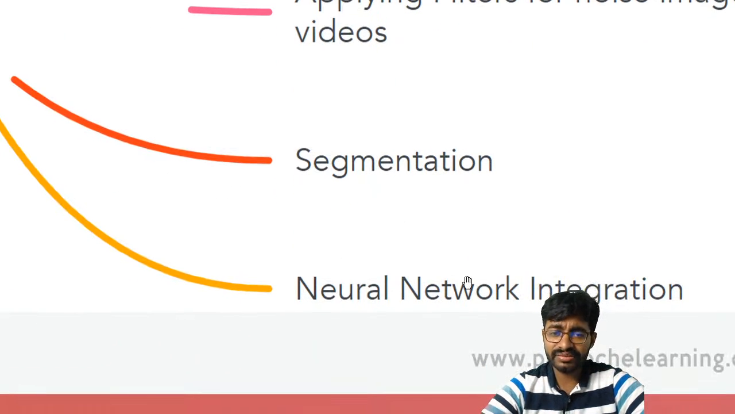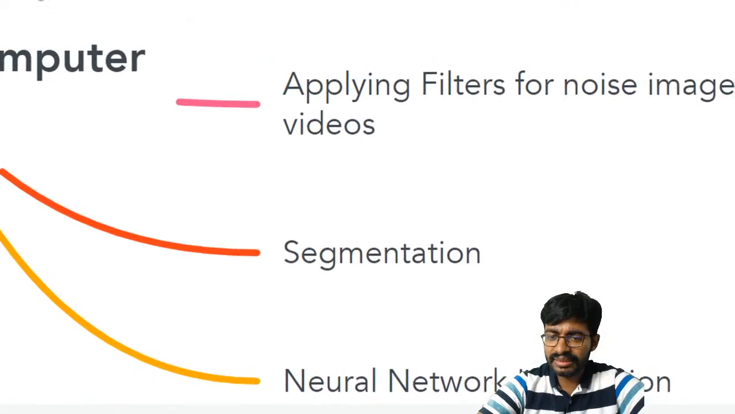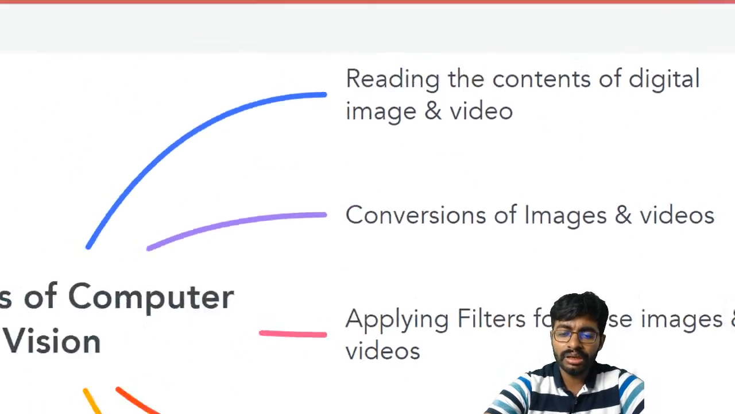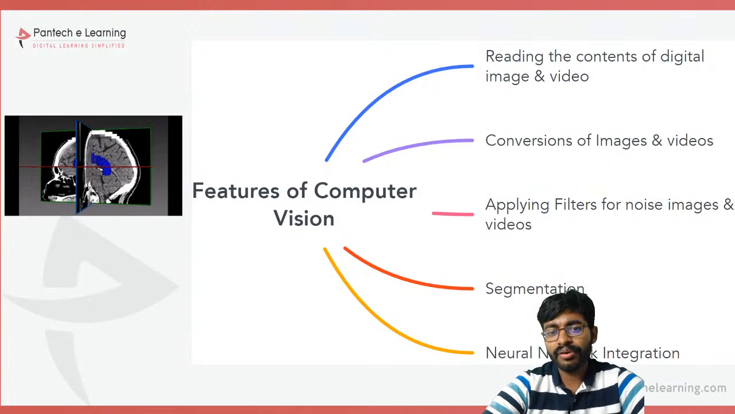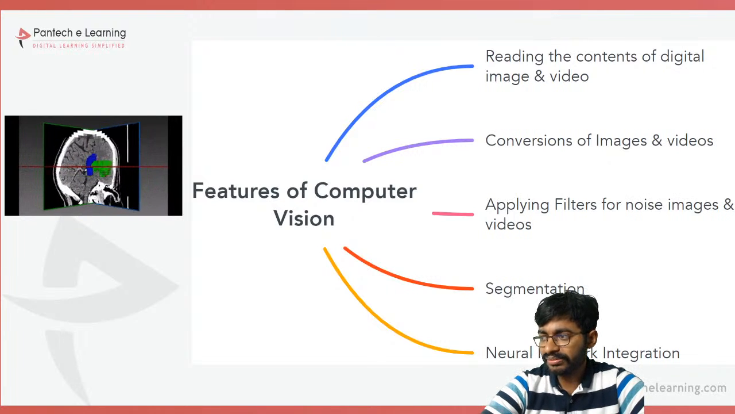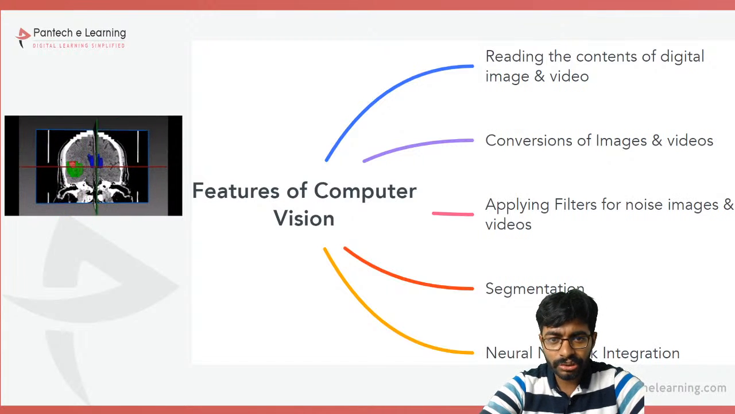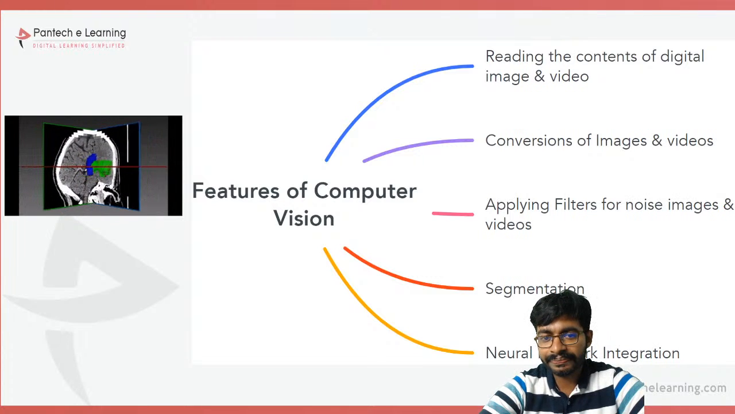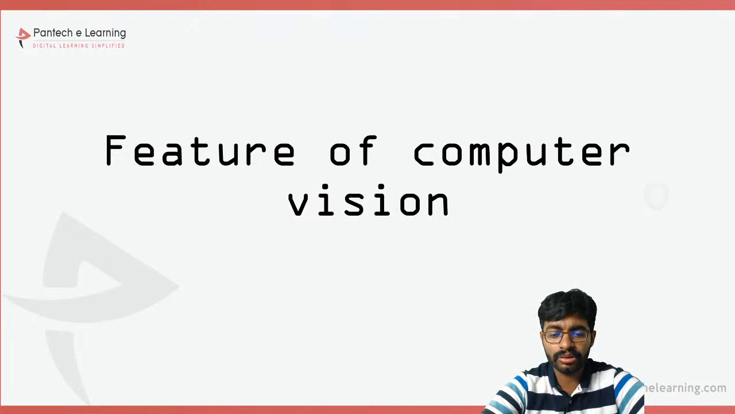Then the last and final, which is the most important feature inside computer vision, is neural network integration. Whatever features we have seen one by one, those features can be easily implemented into the neural network for classification or regression analysis. So whenever you are working with this function, through the neural network the deep learning structure will be created, and hence the AI model is created over here.